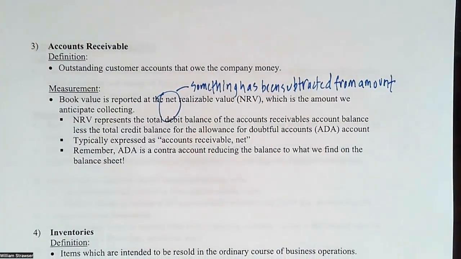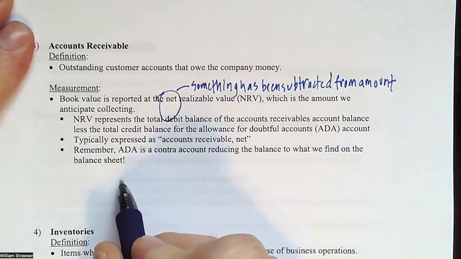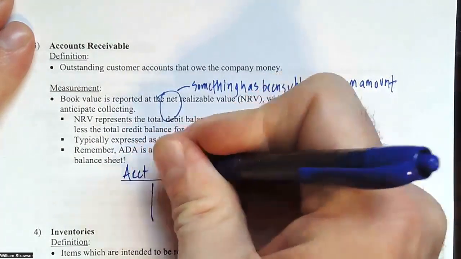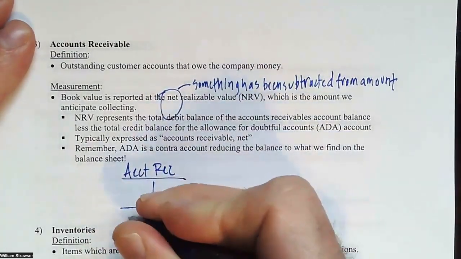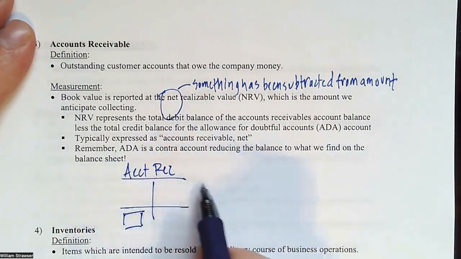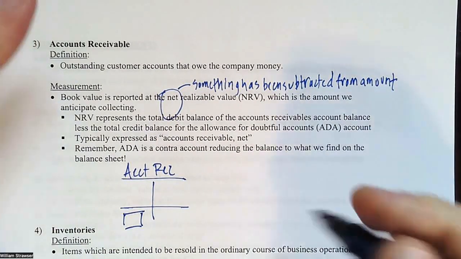And that something just depends on what item we're talking about. So what net realizable value represents is the total debit balance of accounts receivable. If I think about my ledger account for accounts receivable, it will have a debit balance because it's an asset. And then we are going to remove allowance accounts.